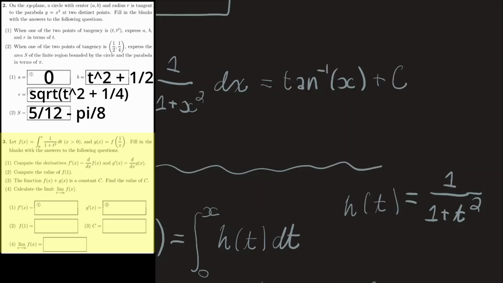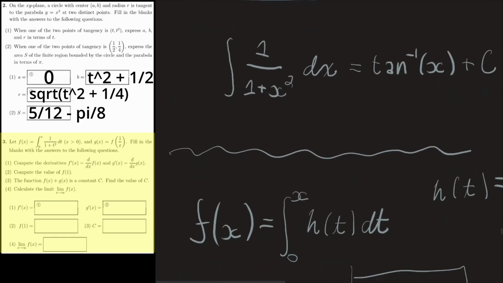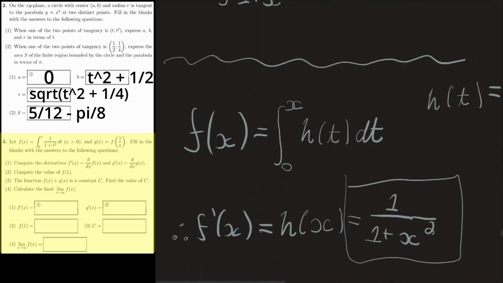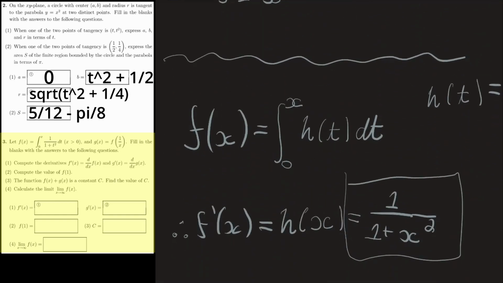So now the question asks us to find the derivative of f of x. And from the fundamental theorem of calculus, we know that if f of x equals the integral of h of t from x to a constant, which it does, then the derivative of f is just h of x. So f prime is h of x, which is just 1/(1 plus x squared). And that is the answer to the first part of this question. And by the way, f prime, this symbol right here is prime, is just the derivative of f.